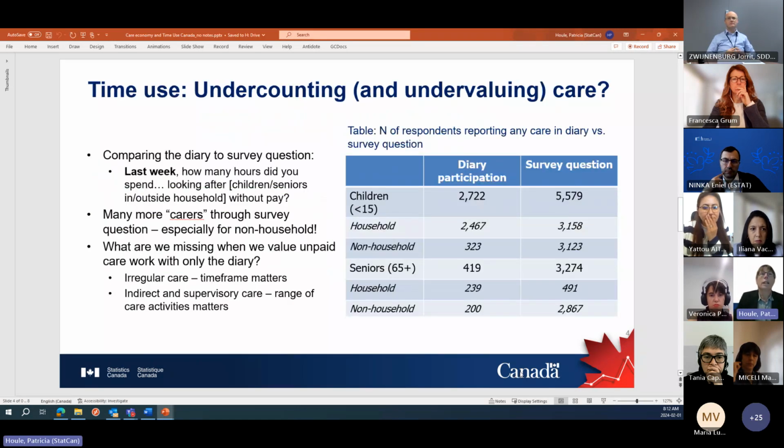Okay, so when I'm saying it's undercounting, we do have, as I mentioned earlier, questions about the last week: how many hours do you spend caring for someone's children or seniors in your household or outside your household? Comparing this data with diary data, you can see that there is a lot more care captured on survey questions, almost double what we have on a diary. So yes, this accounts for irregular care, as well as focusing on asking the respondents if they do this task.